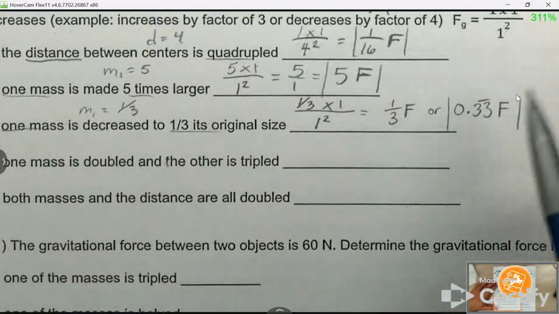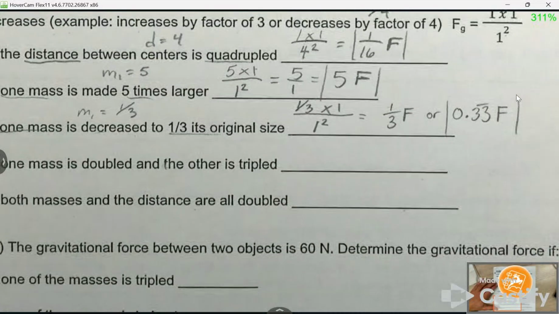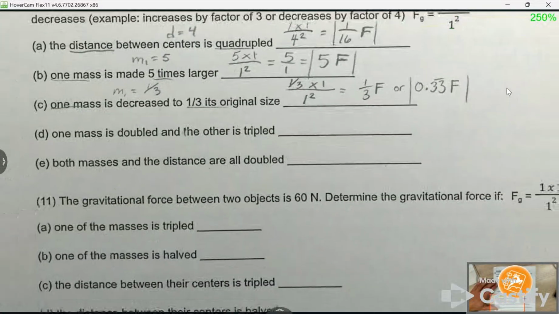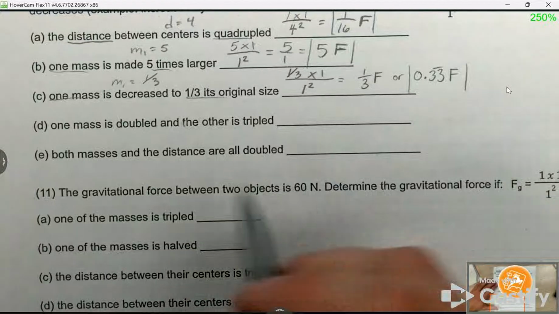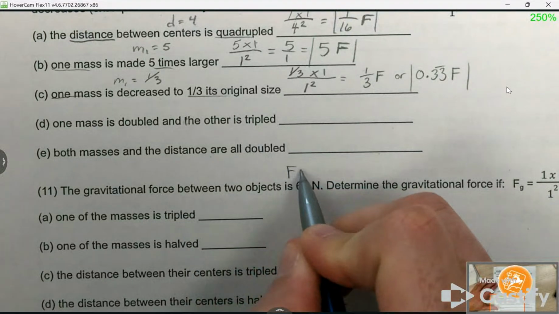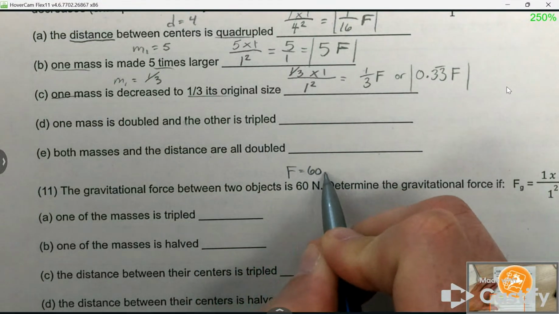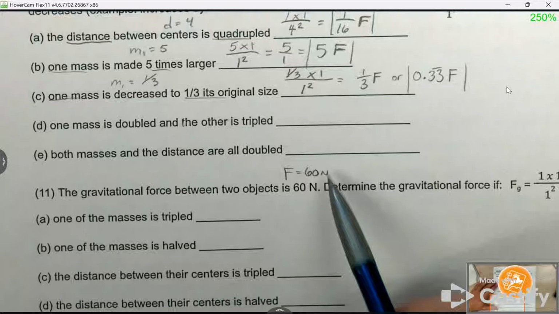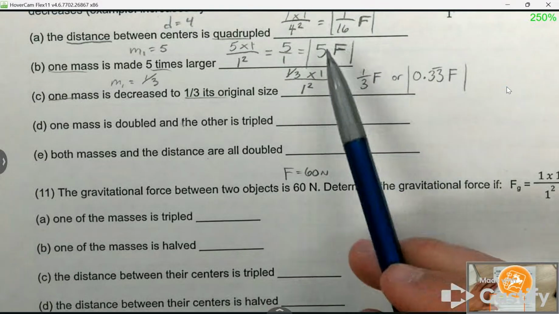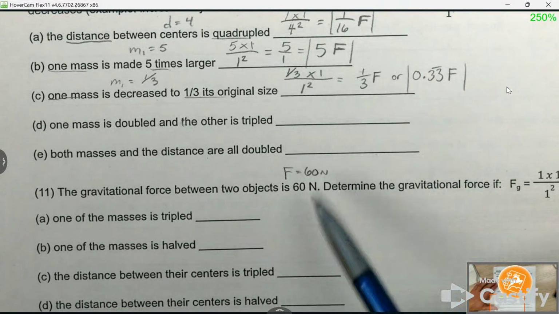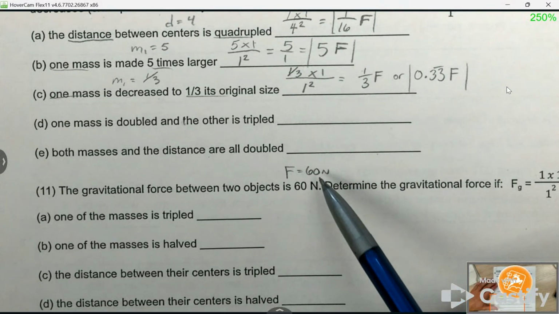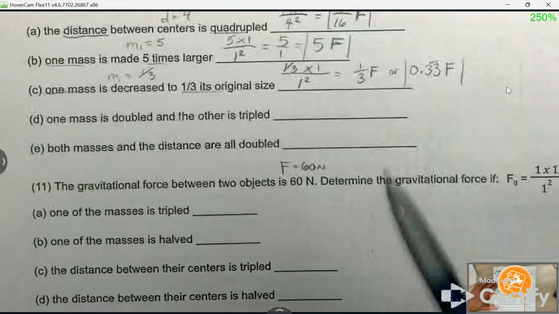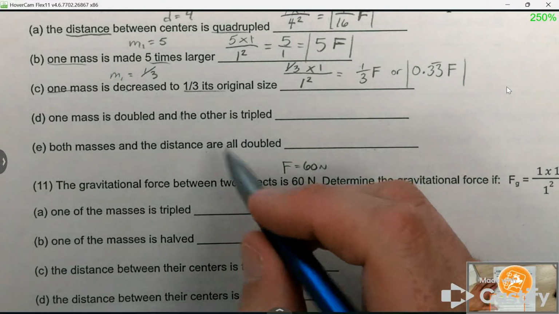Now, if they gave you a number instead of just figuring out what is the ratio for the force, you would then substitute that number in. So we're going to do an example of that. You'll obviously have to finish D and E here. All right, our force is 60 newtons. So when we solve here, and let's say we get 5F, you're going to substitute in at the end that F is 60 and then solve for it like that.